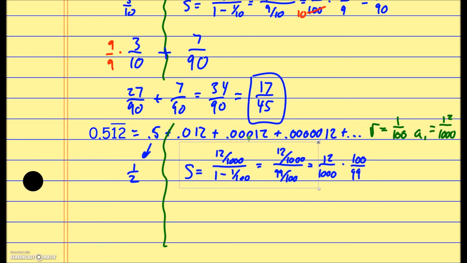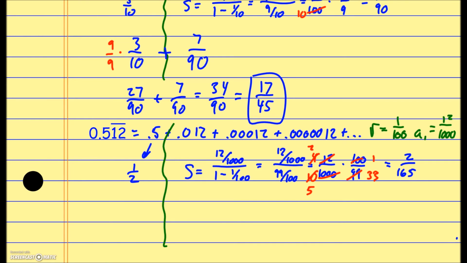And now I just start reducing this thing. So the 100 and the 1,000 reduce to a 1 and a 10. The 12 and the 99 I can reduce by a factor of 3. That's a 4 and a 33. And then even over here, the 4 and the 10 can reduce to a 2 and a 5. And now when I multiply straight across, that gives me a 2 over, that's going to be 165.